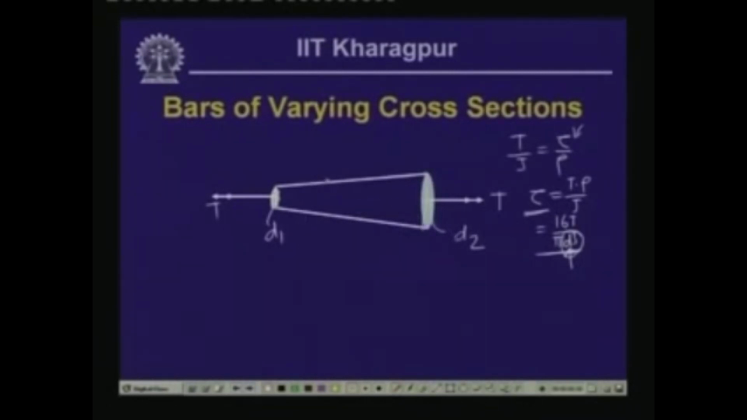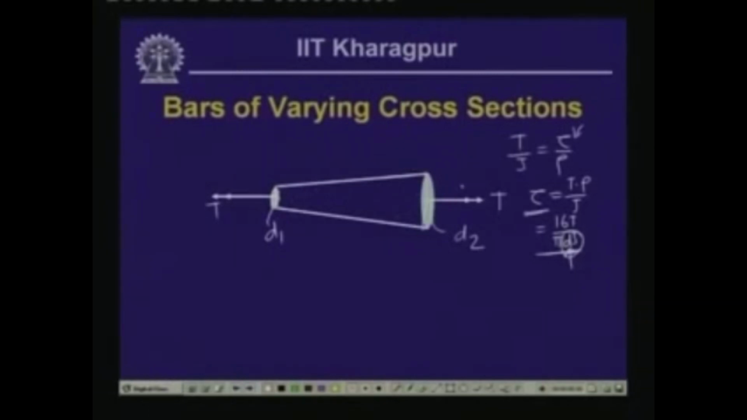Now, if this particular bar is subjected to a uniform twisting moment, then the maximum stress will occur where the diameter is the least. So, in fact, we do not have to bother about anything else. Wherever we have the least diameter, if we compute the stress corresponding to that, that will be the maximum possible stress in a bar of varying diameter.